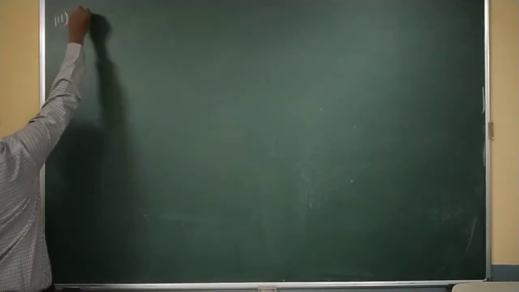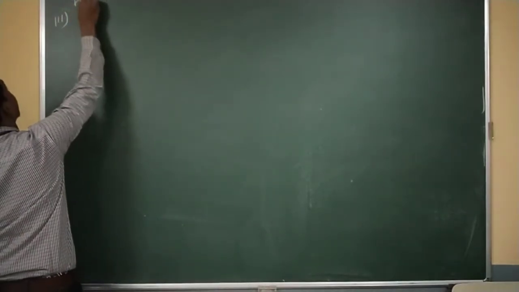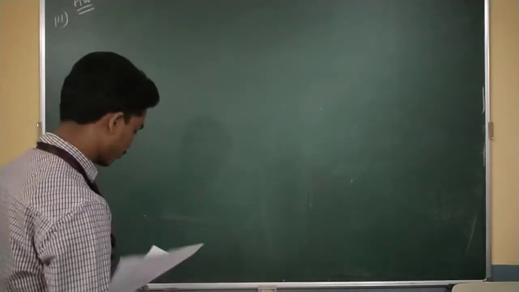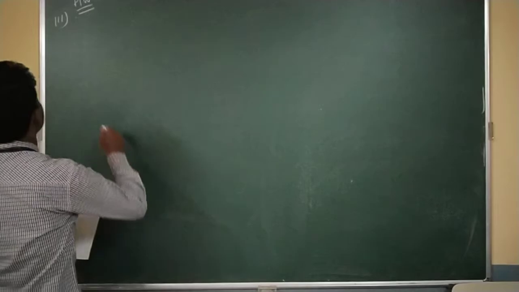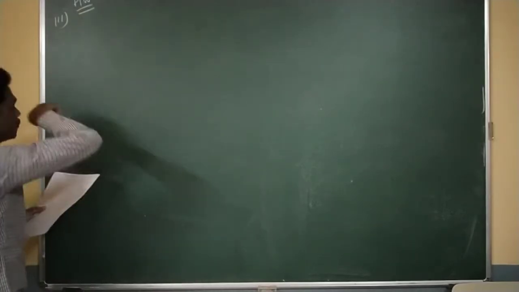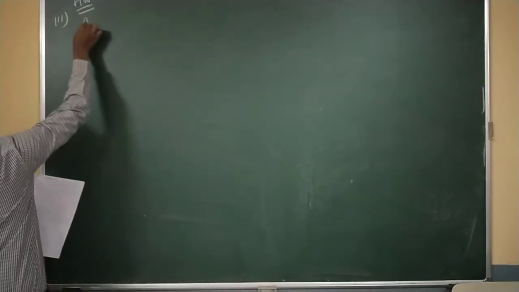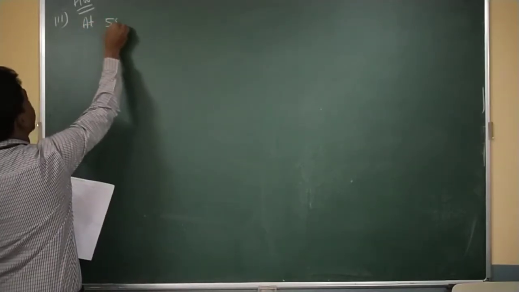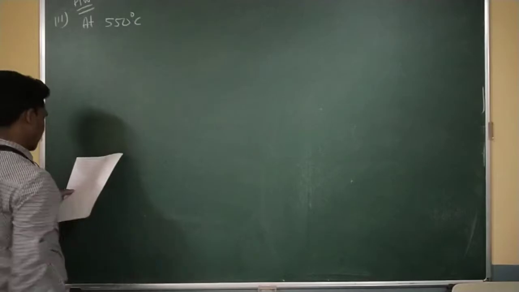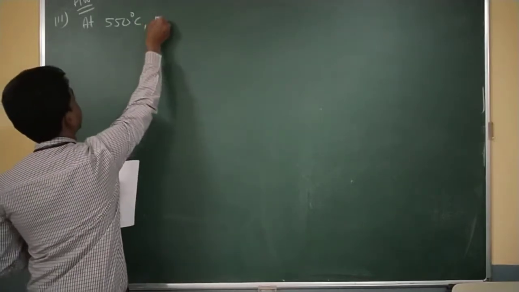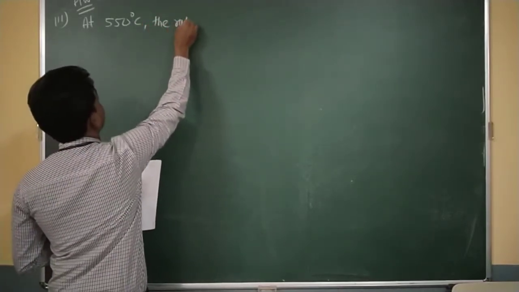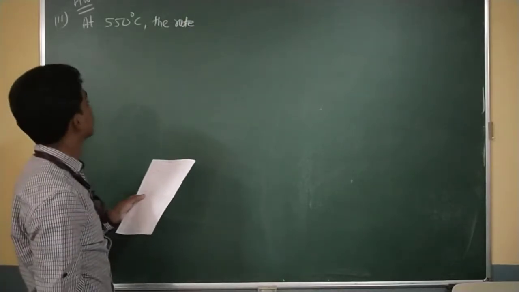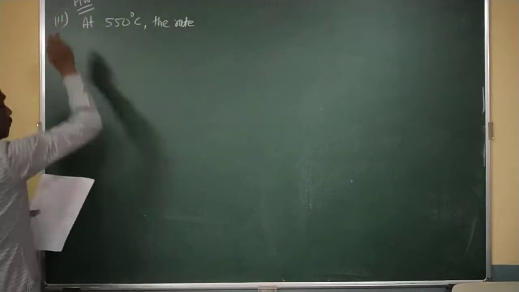Problem number 3. This is for homework. This is for homework. You have to solve it, or write it down in your notebook. Problem number 3: at 550 degrees Celsius, the rate of... write down these problems in your notebook because I am giving you homework.